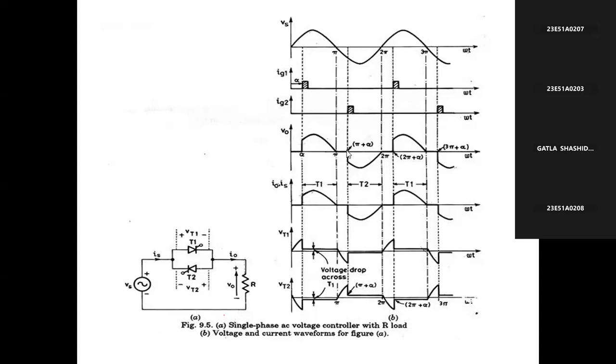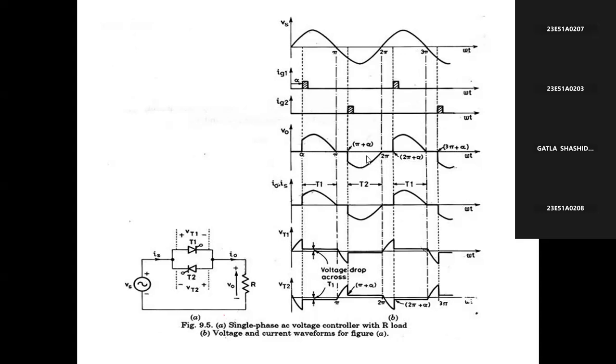From pi to pi plus alpha, I won't get any output voltage. Exactly at pi, T1 is open, reverse bias, because polarity is changed. But T2 is forward biased at pi. Even though it is forward bias, I am not giving firing pulse at pi. Where am I giving firing pulse? At pi plus alpha. So from pi plus alpha onwards, we will get output voltage.